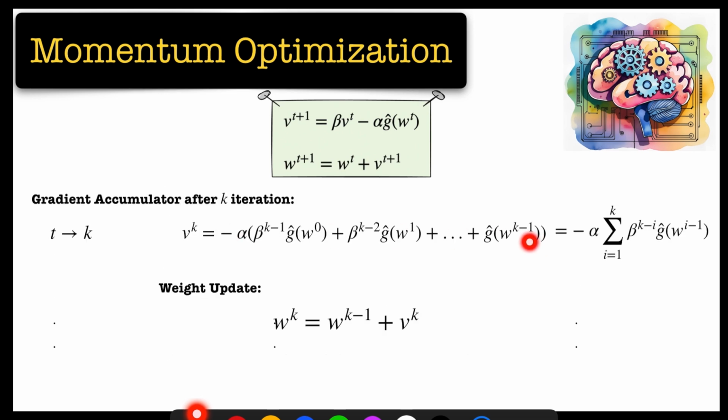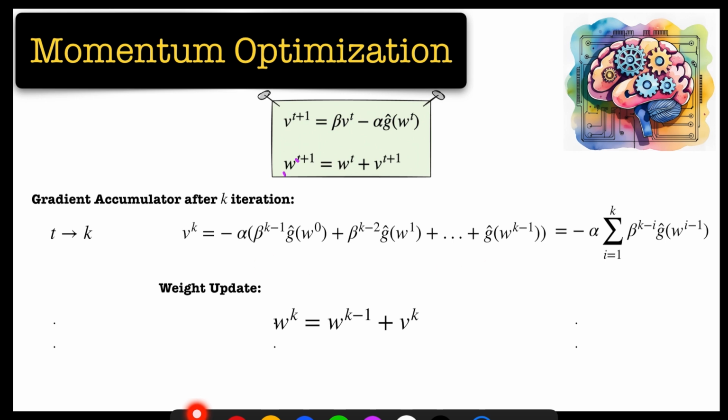So this is the equation we have got, and we can write it in terms of summation. It is basically minus alpha times summation of i equals 1 to k, beta power k minus i, G hat W i minus 1. Anyway, so we got the weight update. How it will happen is Wt plus 1 is Wt plus Vt plus 1. So Wk is Wk minus 1 plus Vk, the same equation.